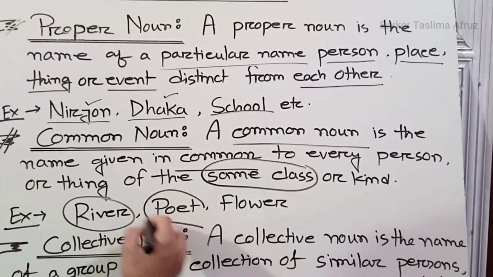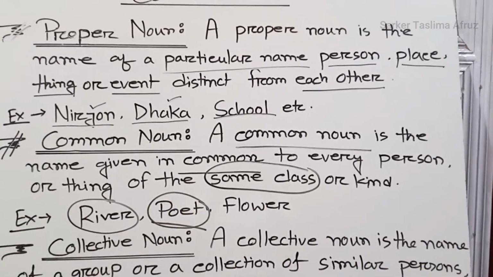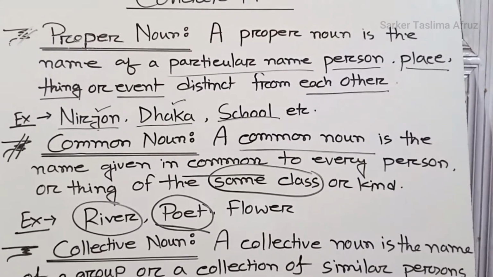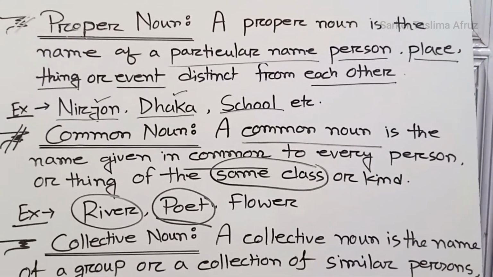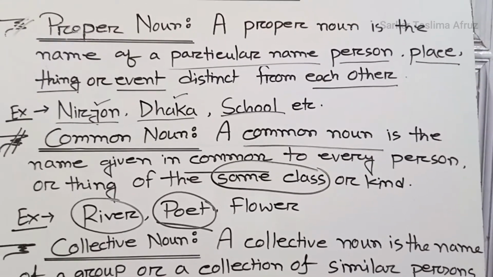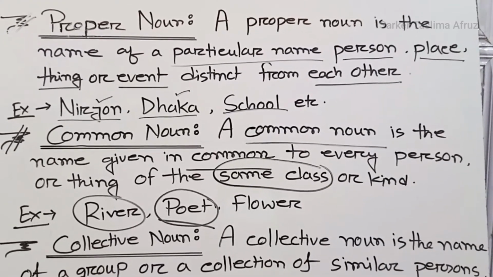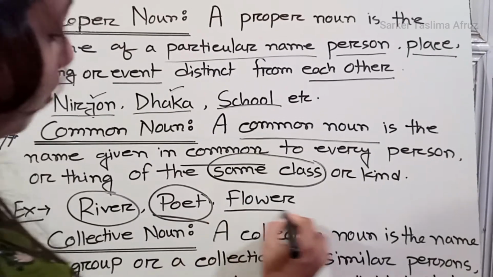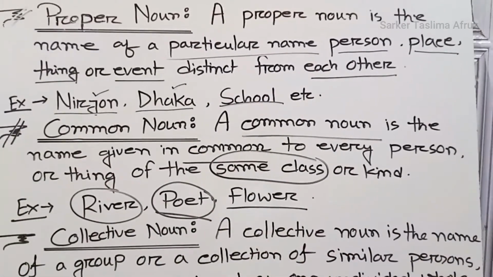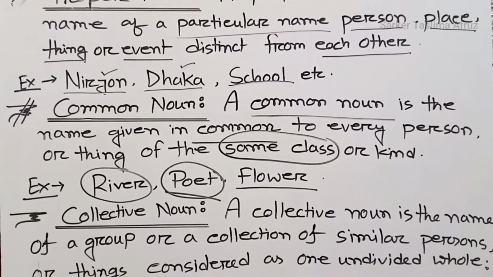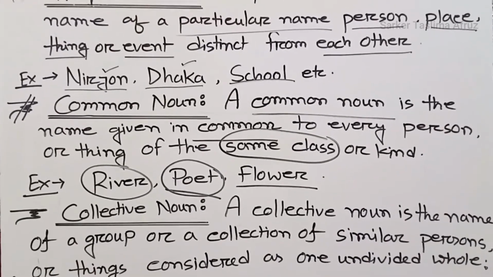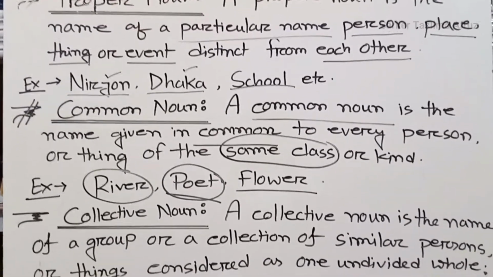Next one, poet. If we talk about Kazi Nazrul Islam, of course it is a proper noun. But if we talk about poet, that means the entire class or entire kind of poet. Like this, flower. So hope you understood this topic, common noun. So a common noun basically means a group which has a common name.